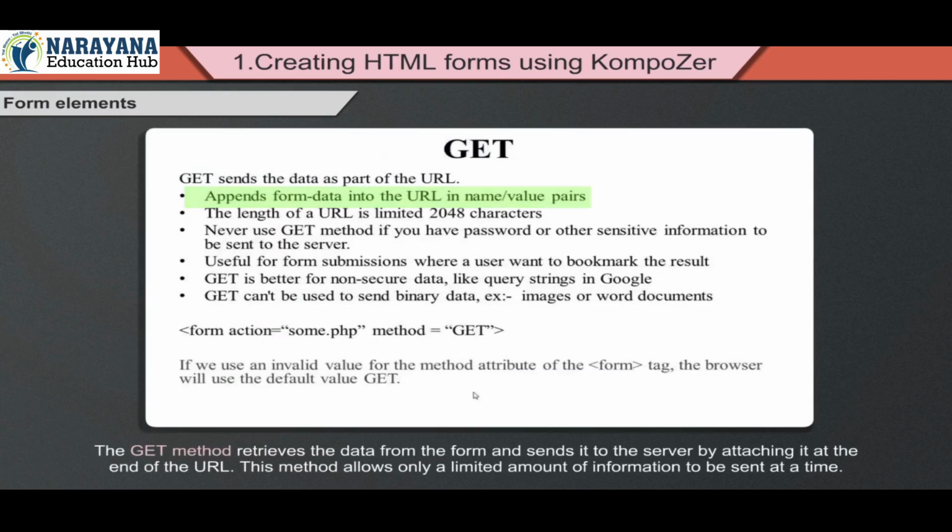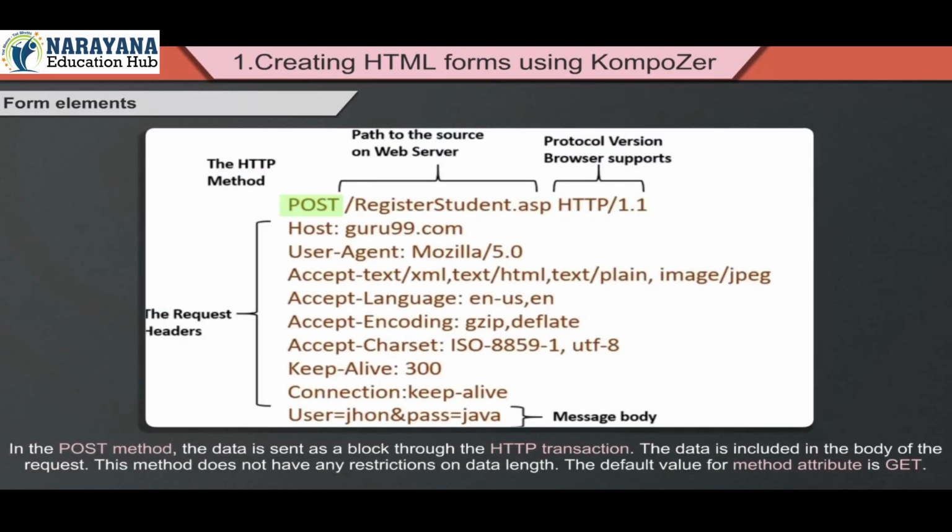The GET method retrieves the data from the form and sends it to the server by attaching it at the end of the URL. This method allows only a limited amount of information to be sent at a time. In the POST method, the data is sent as a block through the HTTP transaction. The data is included in the body of the request. This method does not have any restriction on data length. The default value for method attribute is GET.